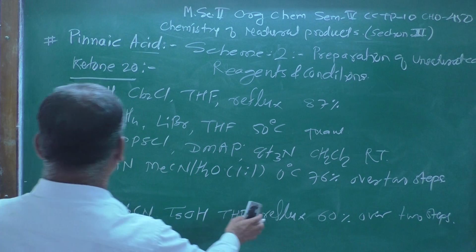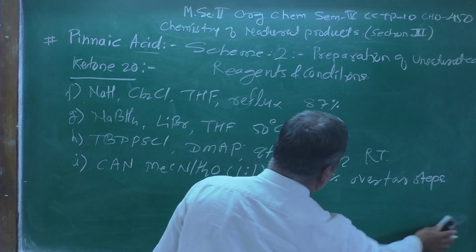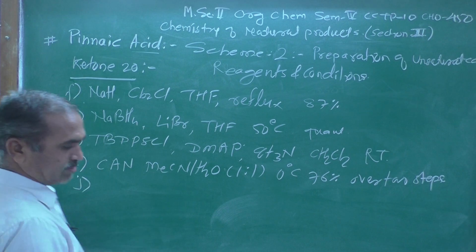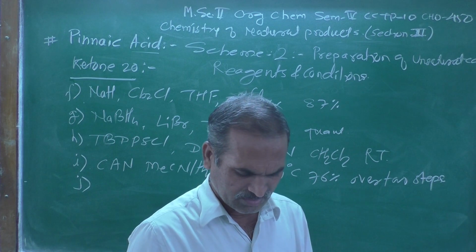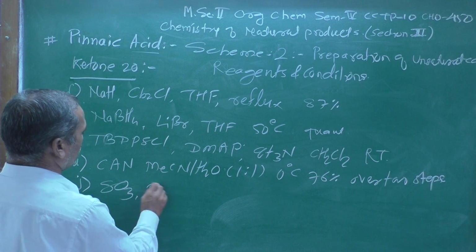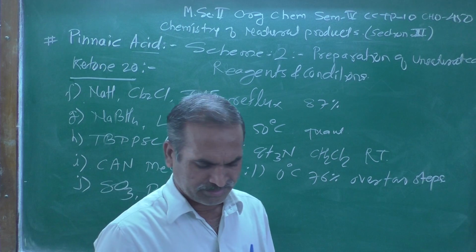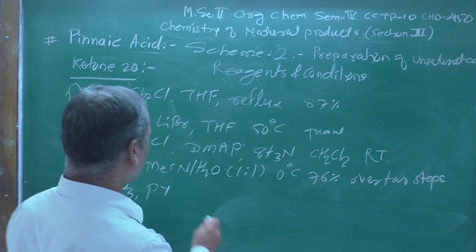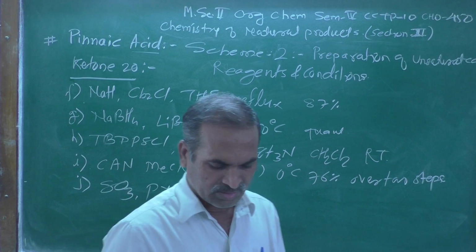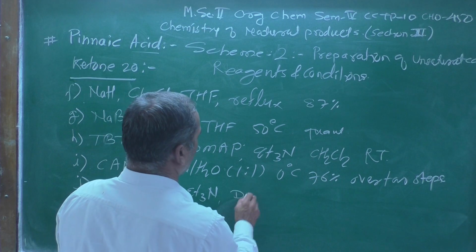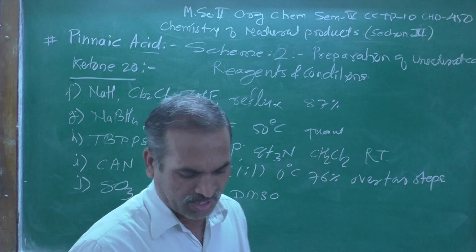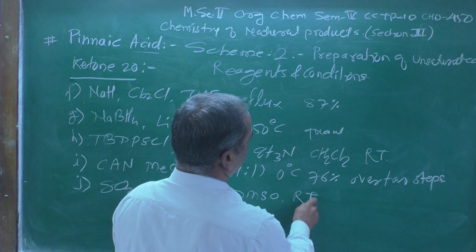Then after that they have used J reagents. J reagents are SO3·Py, pyridine, with Et3N triethylamine in DMSO, dimethyl sulfoxide, at room temperature.